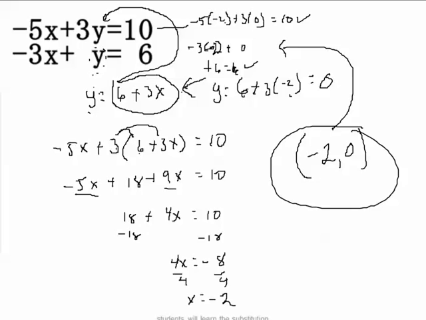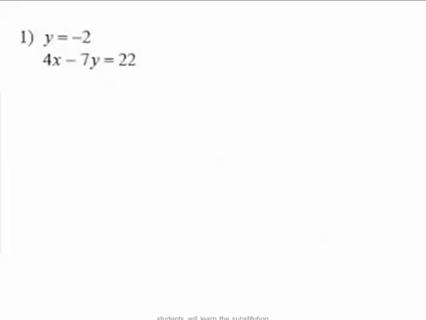Cool? Well, let's try and see a couple more situations. Hey, this one already has y equals negative 2. This is going to be easy. 4x minus 7 times negative 2 equals 22. Well, that's 4x plus 14, because 7 times negative 2 is negative 14. I'm subtracting negative 14, so that's going to be plus 14, equals 22.